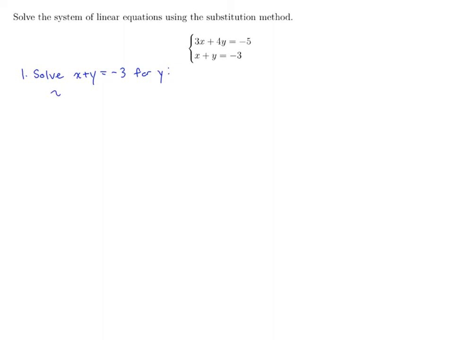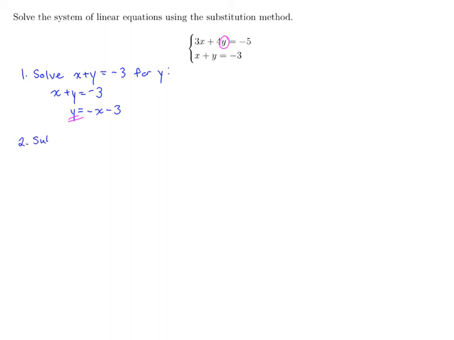So I'll take that equation, and in order to solve for y, I can subtract x from each side, and that will leave me with y equal to negative x minus 3. So now I've rewritten that second equation. Now that I have y isolated, and I'll highlight that y, I am going to look at that first equation where I have 3x plus 4y, and I see that y is also there. So I am going to substitute y in the first equation with the expression negative x minus 3.